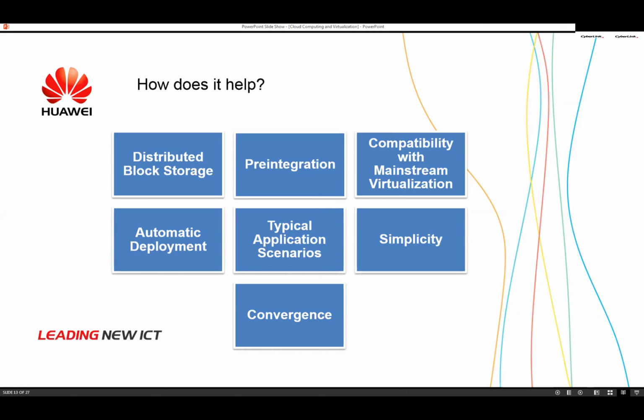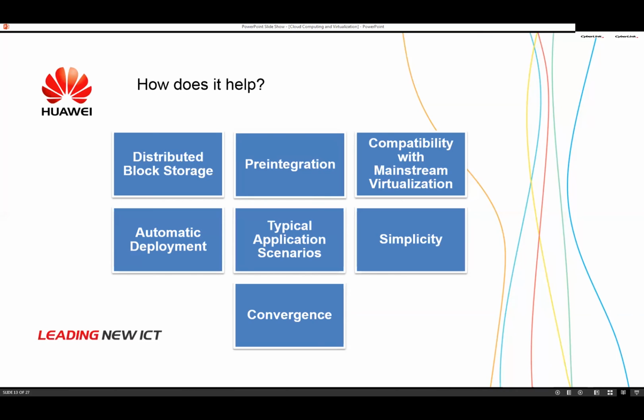We also have compatibility with mainstream virtualization platforms. This means that Fusion Cube supports virtualization platforms such as Fusion Compute, which comes, of course, pre-installed, and also VMware. So it's compatible with VMware as well. Instead of our own Fusion Compute, we can use VMware plus Fusion Storage. So it's fully integrated with VMware as well.